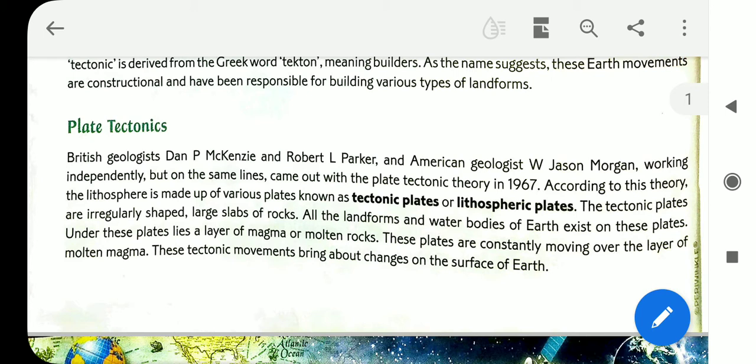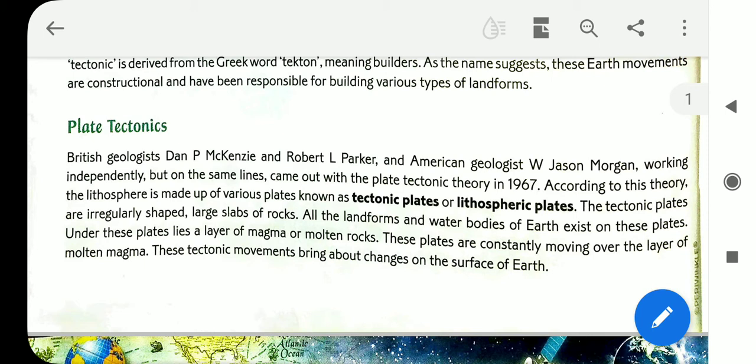So two are British geologists and one is an American geologist. The two British geologists are Dan P. Mackenzie and Robert L. Parker. The American geologist is W. Jason Morgan.